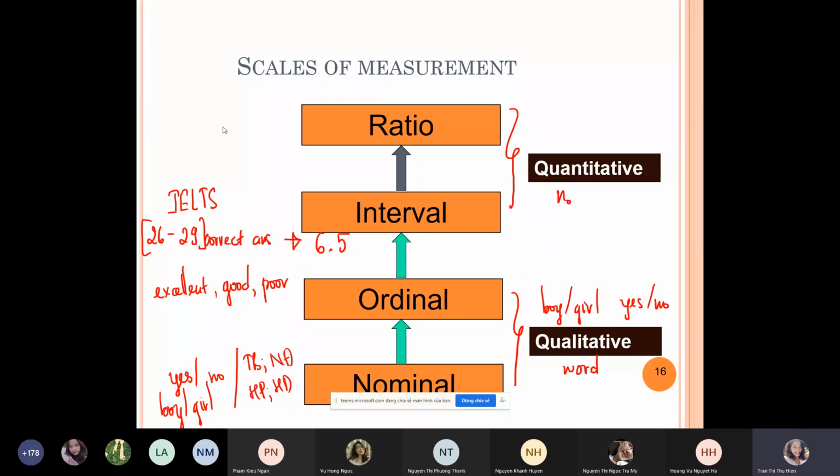So remember that we have four scales of measurement: ratio, interval, ordinal, and nominal. Ratio and interval are for quantitative data, and ordinal and nominal are for qualitative data, or the word.